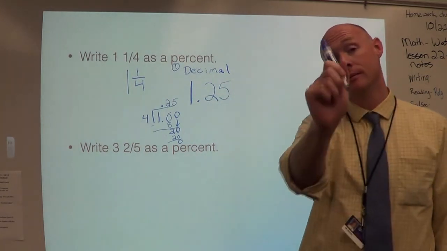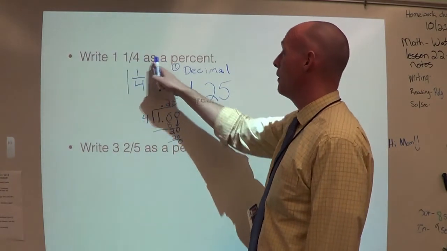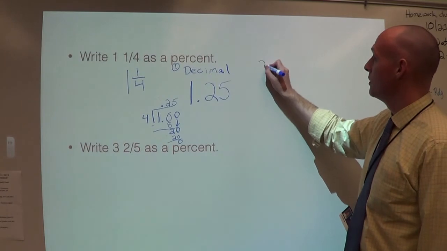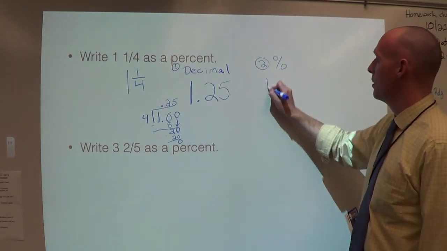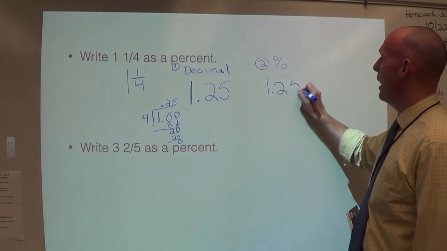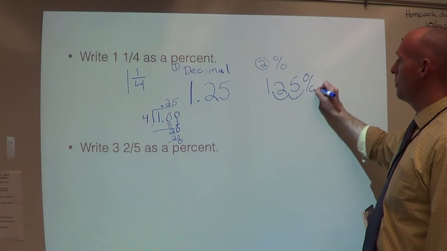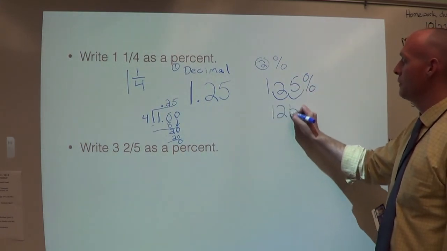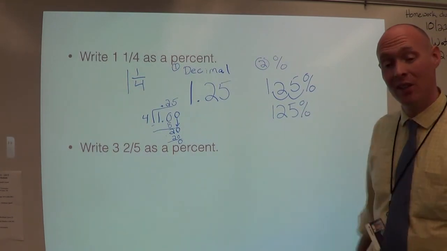So we are at 1.25. We're not done though, because it specifically says write 1 1/4 as a percent. We have it as a decimal. Now make it a percent. In order to do that, 1.25, we move the decimal point 1, 2, and we are at a percent. So my new percent is going to be 125%.